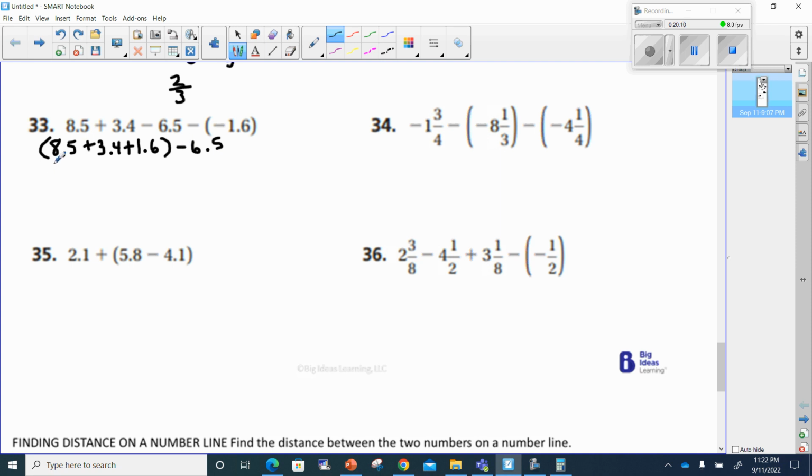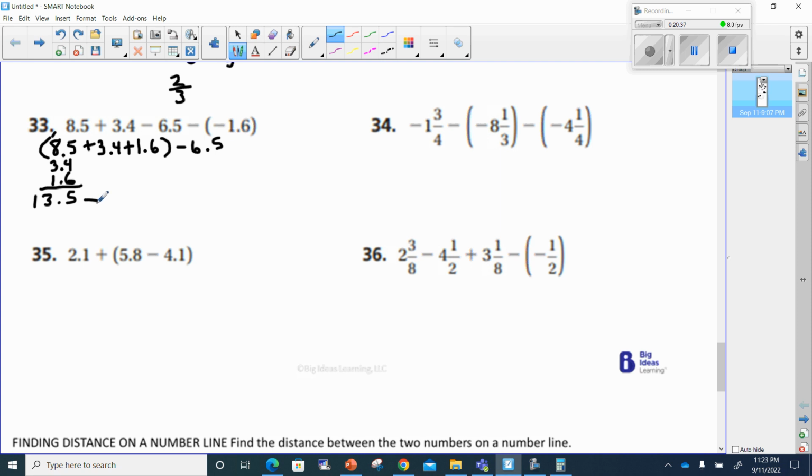Let's go ahead and stack this. I got 3.4, 1.6, and I have 6 plus 4 is 10, plus 5 is 15. Here are the 1. 8 plus 1 is 9, 10, 11, 12, 13. So this is 13.5. That's all these numbers, so they're gone.